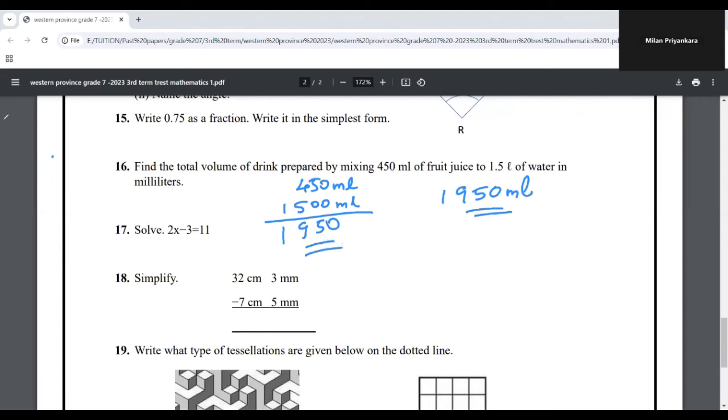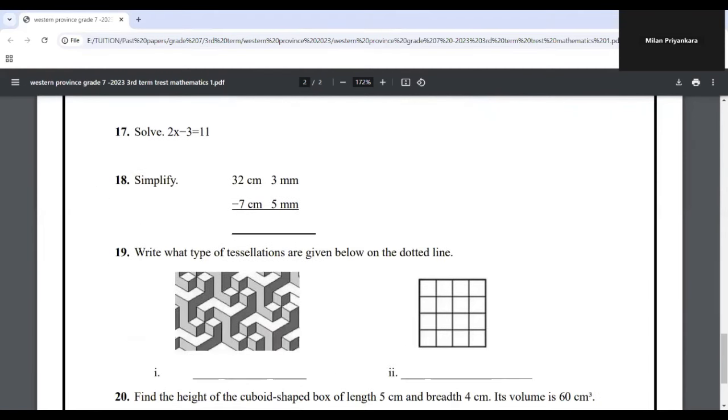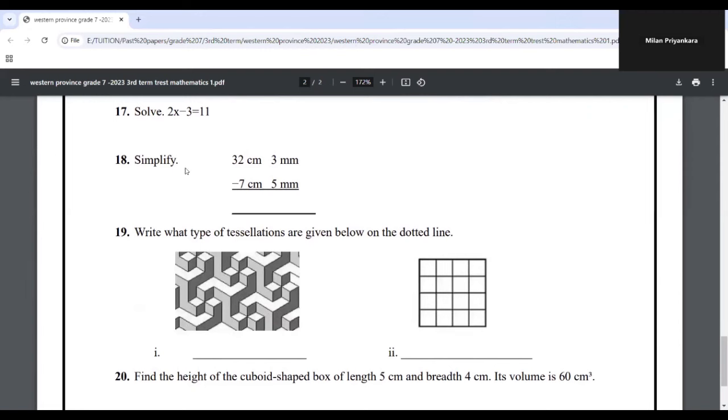And on this 17th question, you have to solve an equation. And in the previous one also, I explained how to solve an equation. Here you can do it like this: 3x minus 3 is equal to 11.